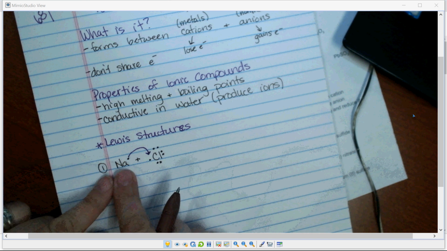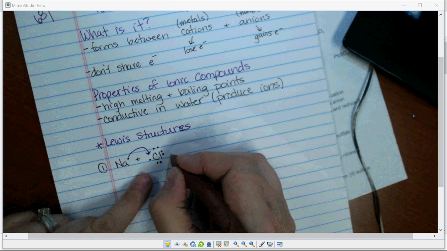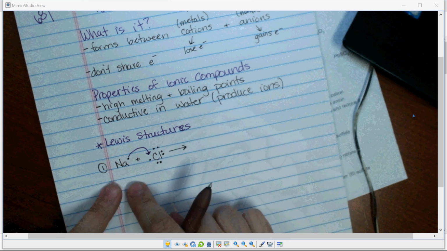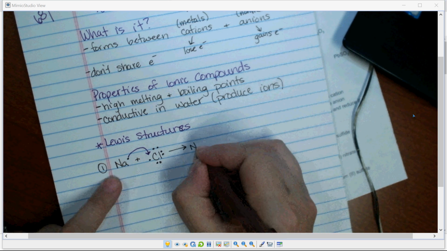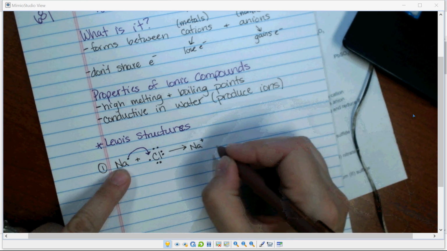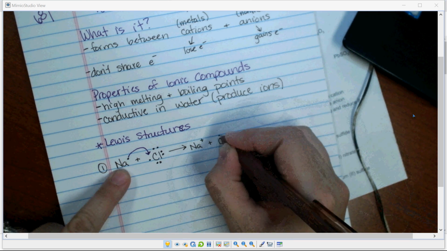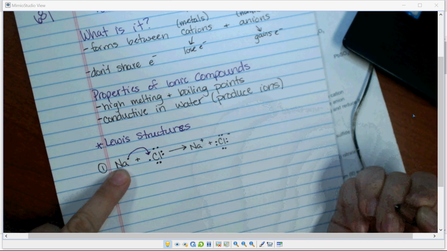Sodium's happy because it shrinks down to its valence shell underneath. Chlorine's happy because it now has a full valence shell. And so if we write these guys as ions, or with their charges, the charge that sodium now has because it lost 1 electron is a +1. The charge that chlorine now has because it gained 1 electron is -1.